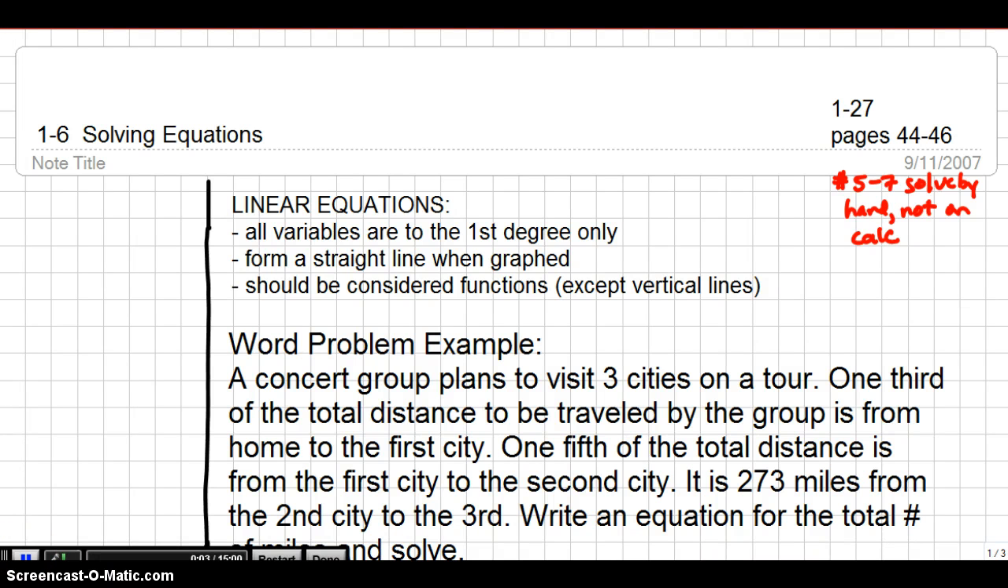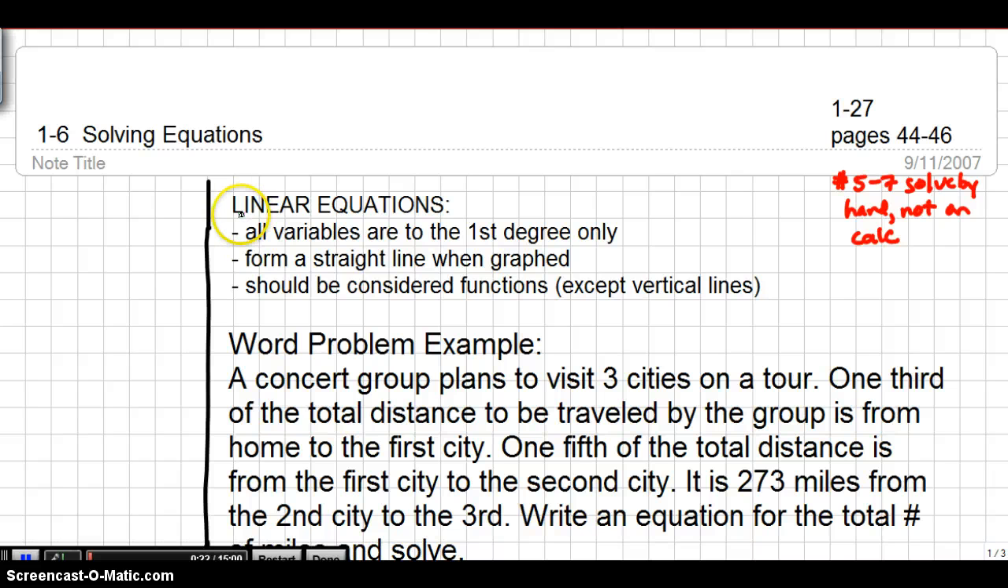This lesson is for Advanced Algebra 1-6 on solving equations. Students have done a lot with solving equations already in their Algebra 1 class, and now that they're in Advanced Algebra or Algebra 2, I just want to point out a few things and remind students of a few things as we get into solving equations.